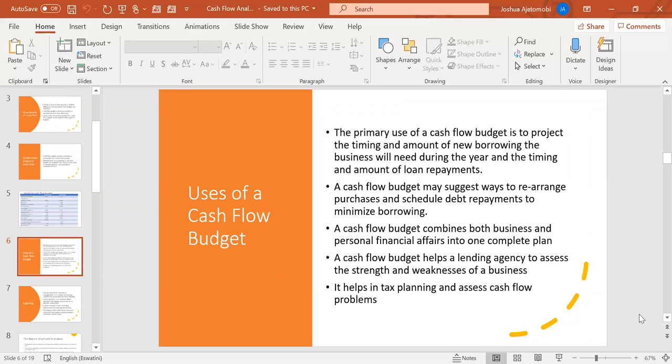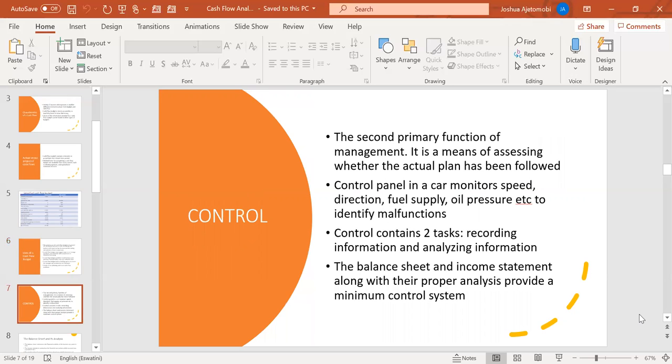So what are the uses of a cash flow budget? The primary use of a cash flow budget is to project the timing and amount of new borrowing the business will need during the year, and the timing and amount of loan repayments. The cash flow budget may suggest ways to rearrange purchases and the way you are going to schedule your debt repayment, because we know this is my cash inflow, this is my cash outflow, this is my balance, this is my loan, this is how far I've paid and every other thing, and what is needed. And again, it can help in tax planning and assess cash flow problems. So it's very, very useful actually.